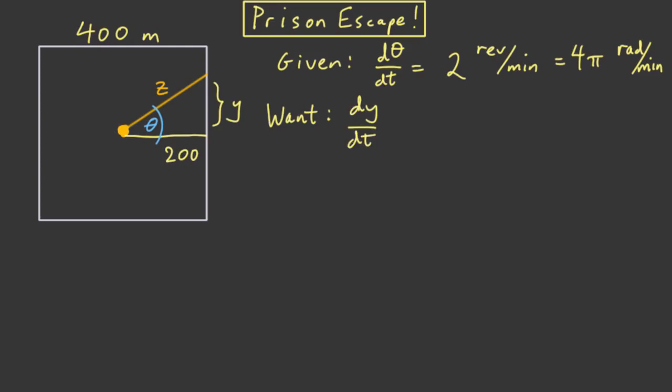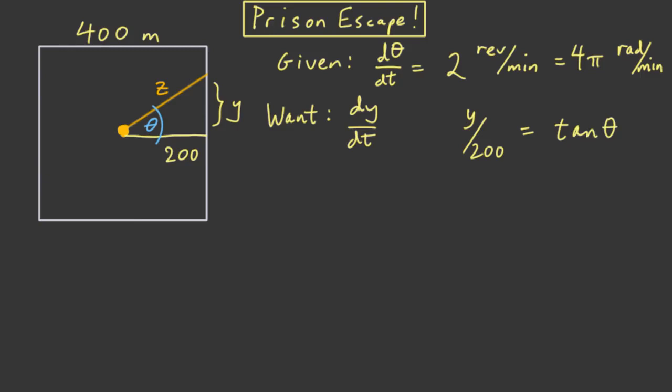Okay, well, we've got our given rate, d theta dt. We know what we want, dy dt. Now we need an equation that links the two. And we can get that just from our right triangle and trigonometry. We don't know anything about z, but just the y and the 200 are enough. Y is the opposite leg from theta, 200 is the adjacent leg, so y over 200 equals tangent theta.